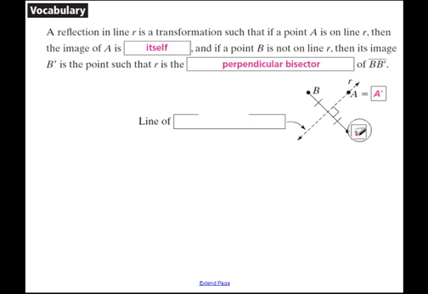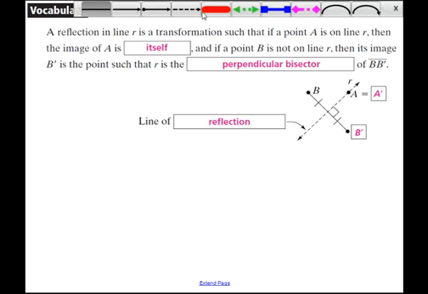So what they're saying here, so here's our image, here's our pre-image, and here's the line of reflection. Essentially, if we have a point that's not on the line of reflection, the image and the pre-image are going to be the same distance away from the line of reflection, and the line between the two of them will be at a right angle. Which makes sense if we think about what we had done.